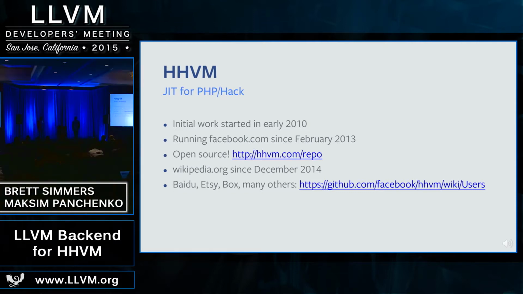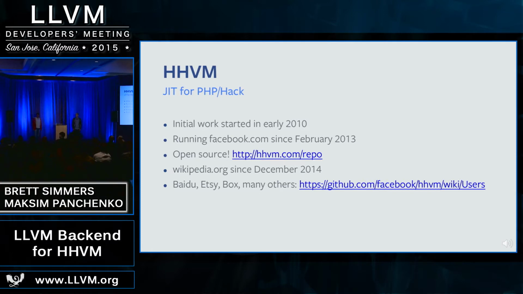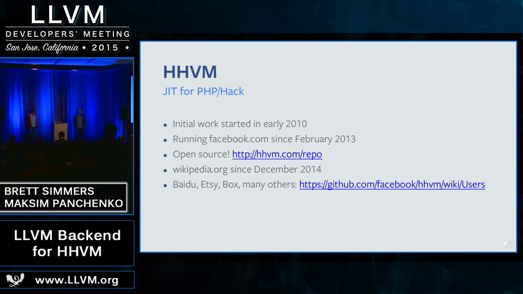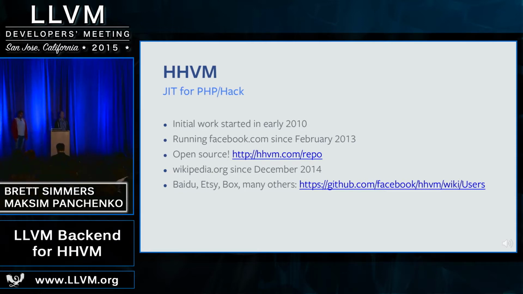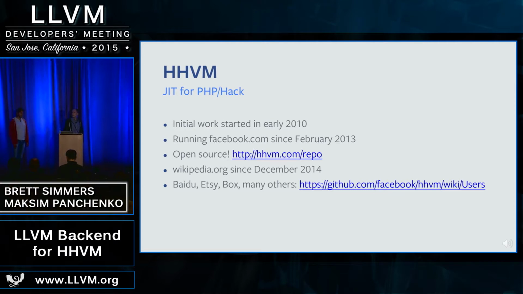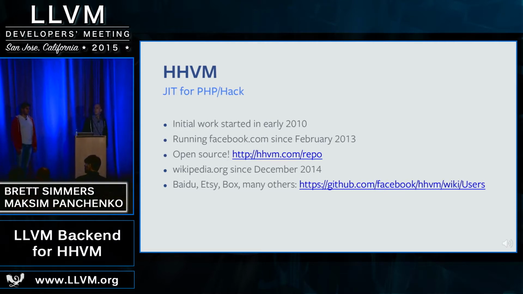So if you go to hhvm.com/repo, that'll redirect you to our GitHub page, and you can see all the stuff we're doing and all of our code and file bugs and stuff like that. And our biggest open source user is Wikipedia. So if you have gone to Wikipedia since December 2014, you've used HHVM. They saw some pretty impressive performance improvements. I wrote a blog post about that back at the time. And we also have Baidu, Etsy, Box, and a few other major open source users. I think Baidu is actually bigger than Wikipedia, but they're mostly in China. So I expect more of you have used Wikipedia than Baidu.